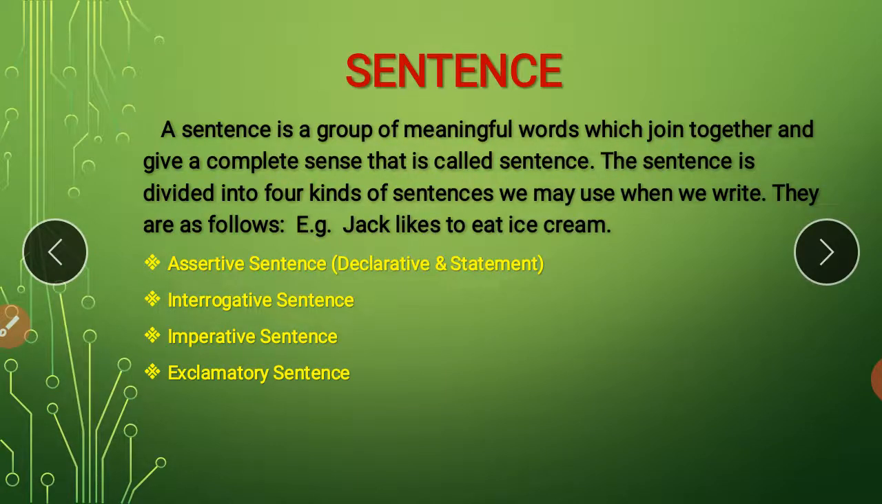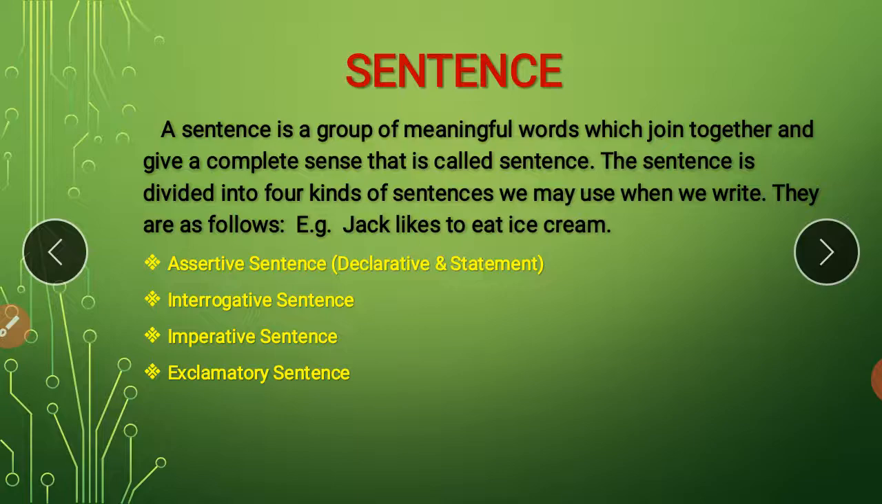A sentence usually has a subject and a predicate. So I have given an example for you. Jack likes to eat an ice cream. Jack is the subject. After that, basically the predicate comes after the subject. Here the example is: likes to eat an ice cream. It is a predicate. Okay.